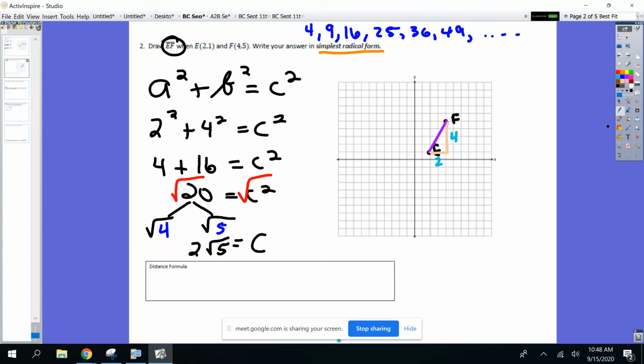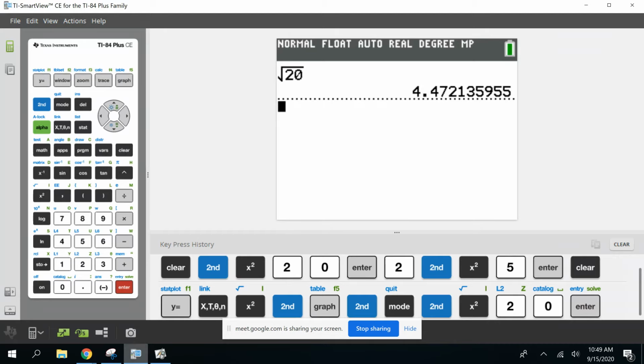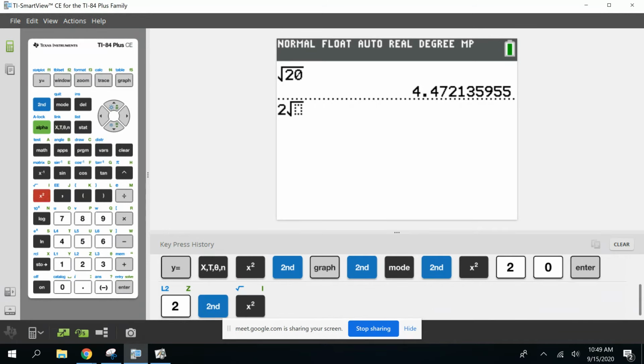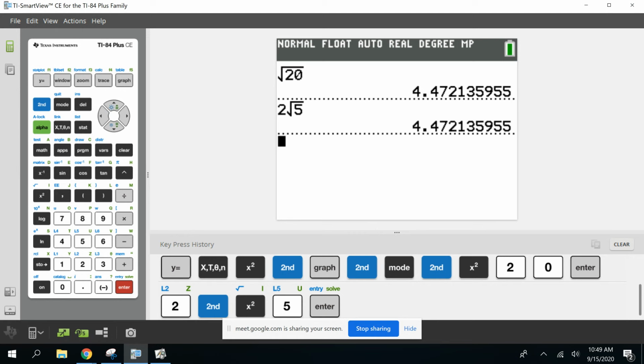2 radical 5. Okay? Now, if you're unsure if you did that right, you can go to the calculator and do 2 radical 5, and those two better match. The one you broke down and your final answer. They should match in the decimals.